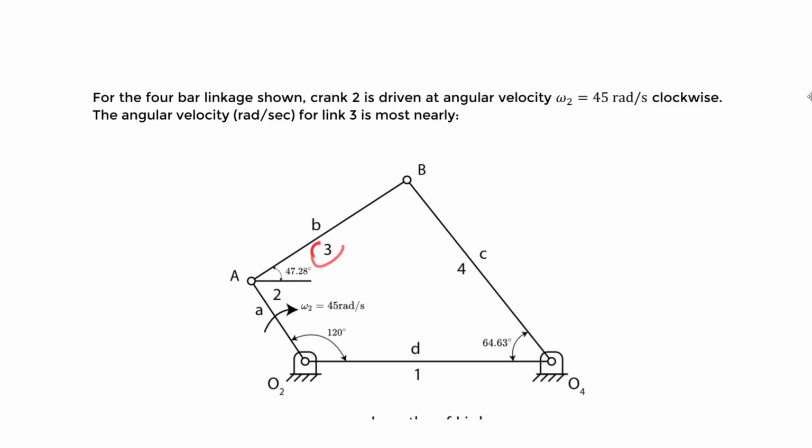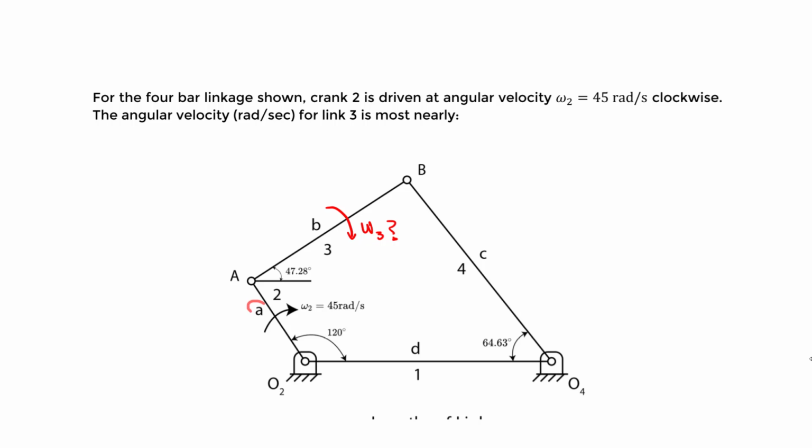This is link 3. The number 3 is the link number. And what we want to find is what angular velocity omega 3 is at these specific angles, at this condition, when we have that 45 radians per second applied at crank 2. So essentially this is crank 2 or link 2. This is link 3, this is link 4, and this is link 1. And I believe this is how it's denoted in the handbook under 4-bar linkages in the FE handbook.